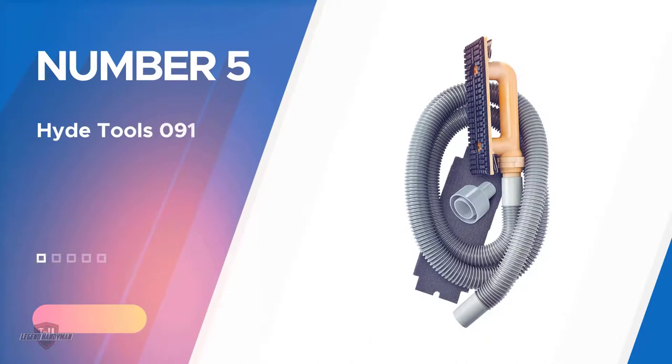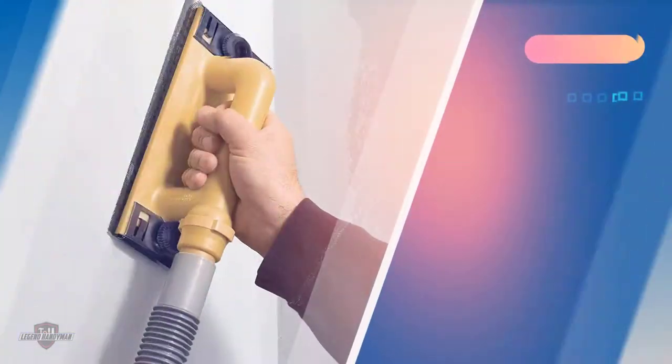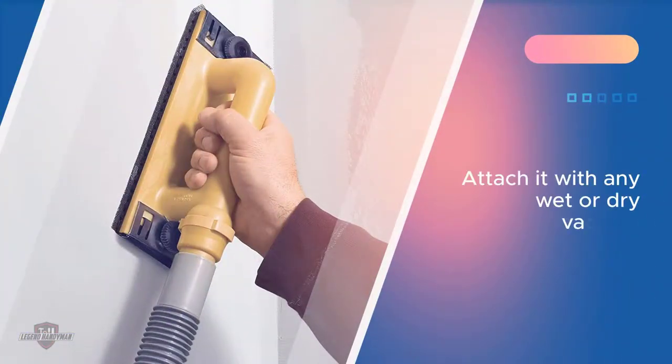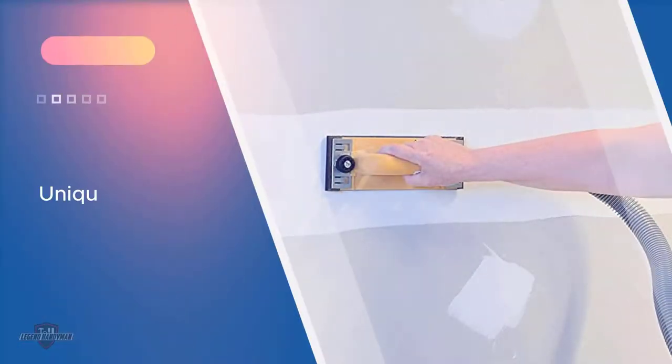Number 5. Hyde Tools 09165 Drywall Vacuum Hand Sander. This is a hand sander, so you will have to work with it manually without any motors or anything. You can attach it with any wet or dry vacuum so that the sanding doesn't create any mess around the workspace.